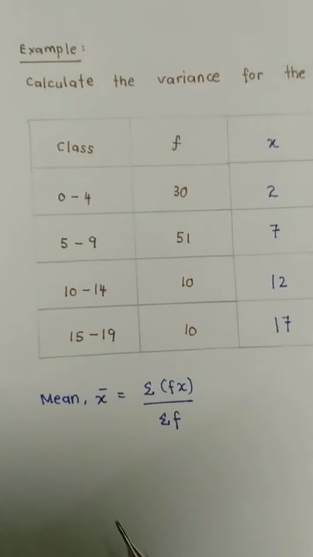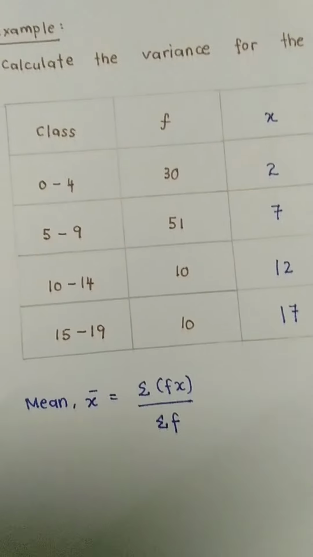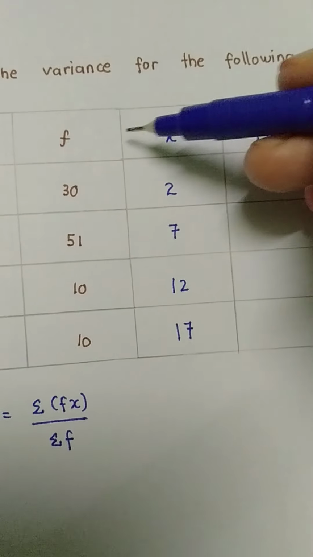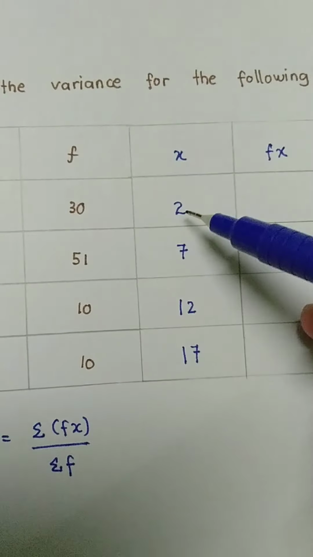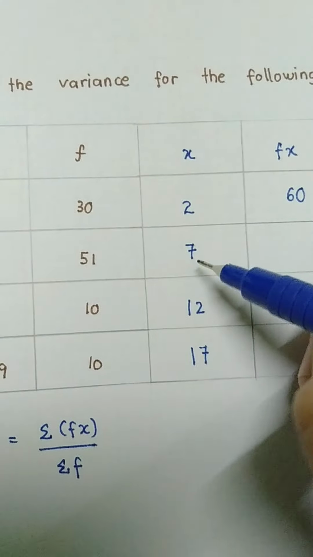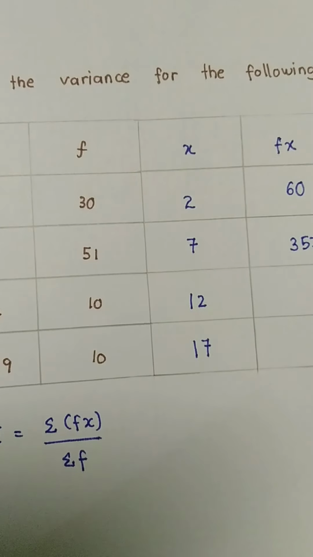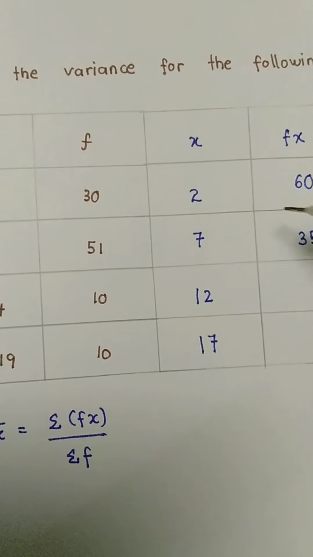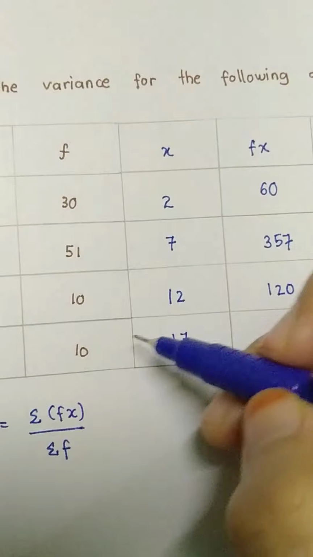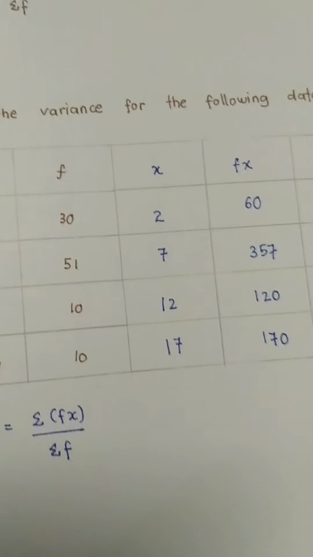And then we must find fx, f times x. So f times x: 30 times 2 is 60. 51 times 7 is 357. And then 10 times 12 is 120. And last, 10 times 17 is 170.